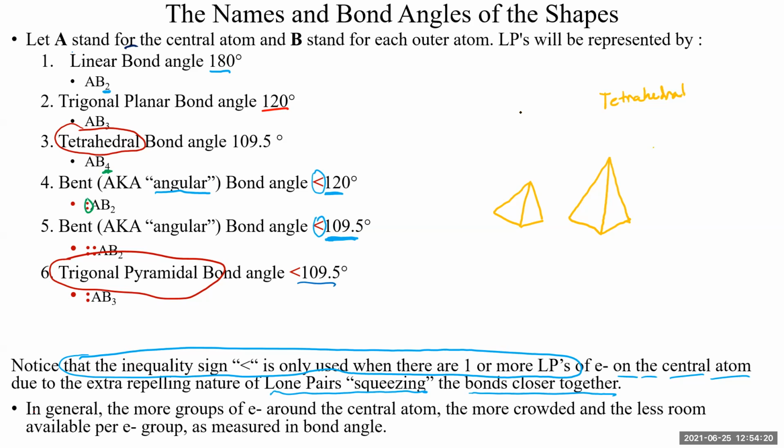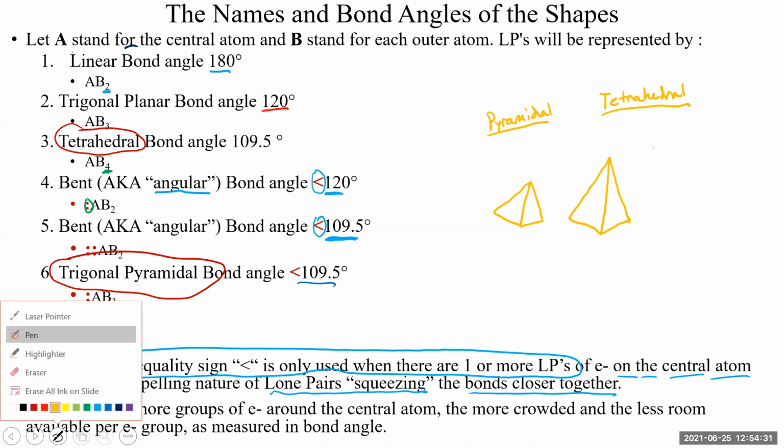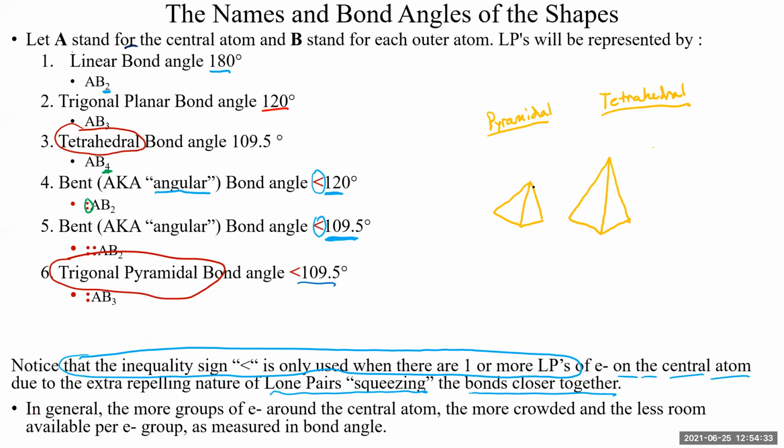Remember, these lines are imaginary, right? These are imaginary lines that I'm drawing on the outside. They are not bonds. They are simply imaginary, just to help you imagine the shape. If it doesn't help you, then don't worry about it, and forget about the shapes and just remember the names.